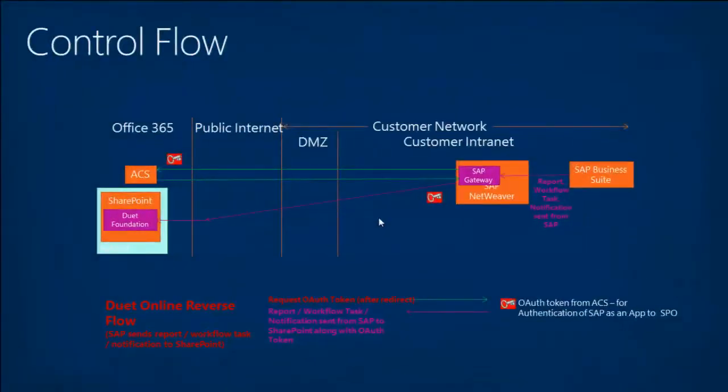Now, SAP needs to make a call back to SharePoint Online. So SAP will call ACS, get back a security token, and call SharePoint Online with that security token. Okay, so it's very similar to the forward flow, but this is what we call the reverse flow, because instead of SharePoint Online calling an on-premises system, here the on-premises system is calling back using the token that ACS has provided.